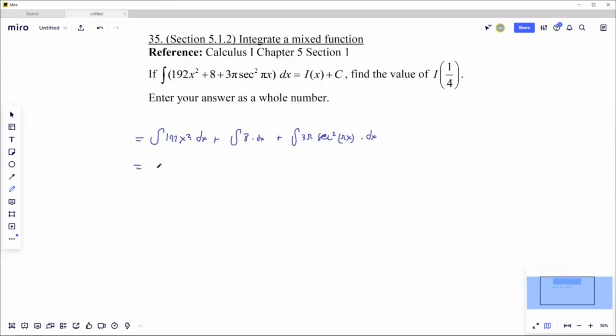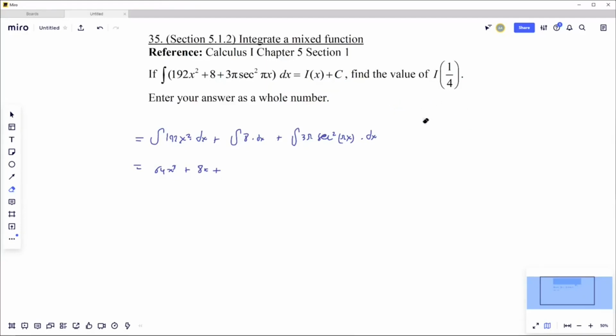So now you just integrate normally. The integral of 192x squared is x cubed, 192 over 3, so you get 64, plus 8x, plus this one. If you take the integral of a derivative of a function y, then you get the function itself, because this is an antiderivative and this is a derivative, so they cancel each other and give you the function. So basically, if you differentiate this and then integrate it, you get y, because you're removing the derivative and getting the function itself.